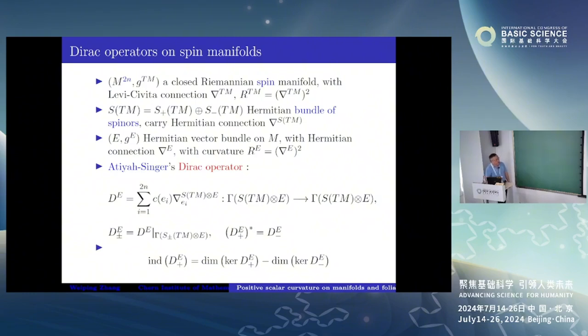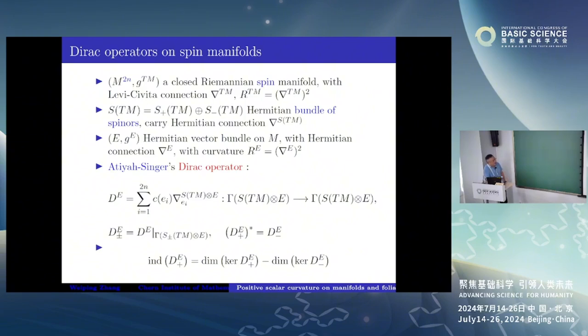If E is a trivial complex line bundle, then we just denote it by D. This is the Clifford action acting on the spinor bundle, and e_i is a local orthonormal basis. The connection is the one induced on the tensor product. This sum does not depend on the choice of local orthonormal basis, so it is well defined. So it is a globally defined operator.